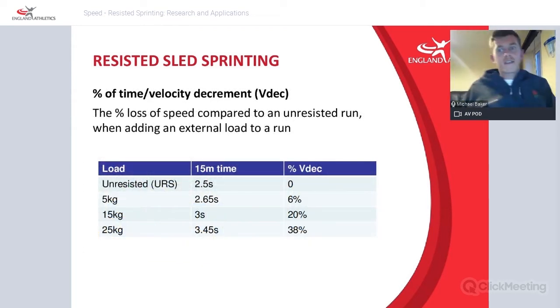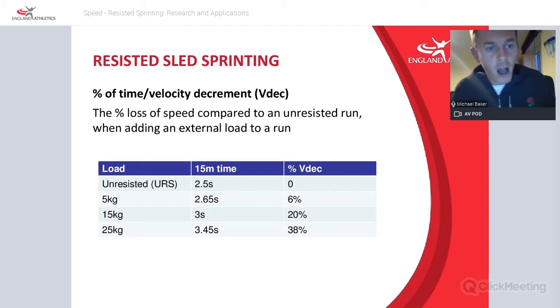The third method that we discussed of assigning sled load is the percentage of time, or percentage of velocity decrement. This is probably the hardest one, or one of the harder ones, to get your head around, and the last 2 I'm going to talk about are probably slightly more complex. In essence, when you add load via a sled, the athlete is going to move slower than if they were unresisted. So this method tries to assess the percentage loss of speed compared to an unresisted run when adding external load.